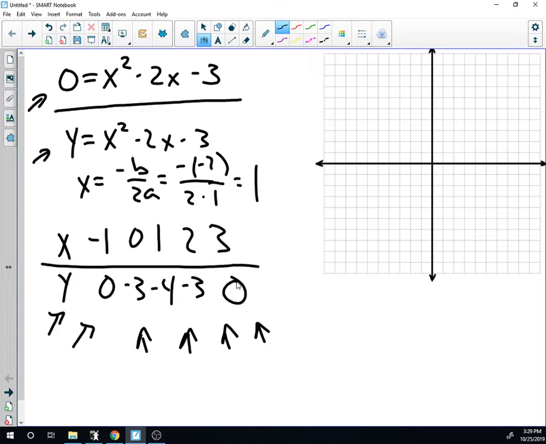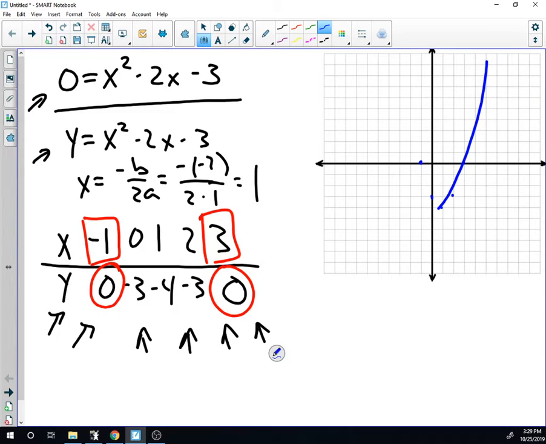I found what I'm looking for. I found the values of x when y is 0. These are my magic numbers. So, when I graph this thing, I get negative 1, 0. I get 0, negative 3. I get 1, negative 4. I get 2, negative 3. I get 3, 0. I get this equation.